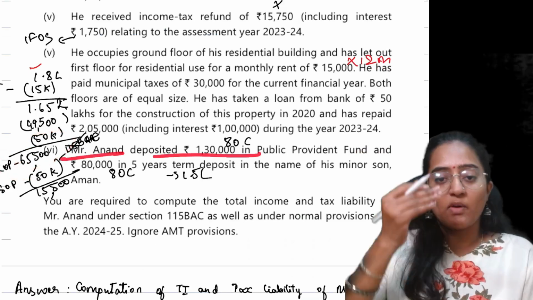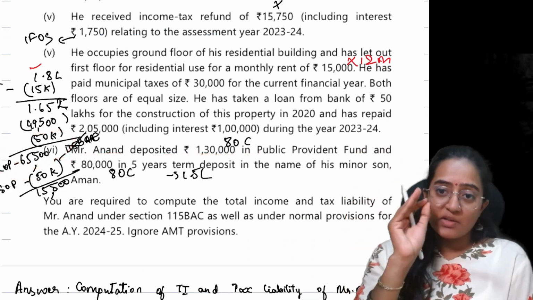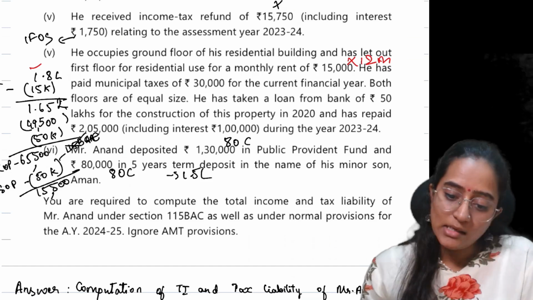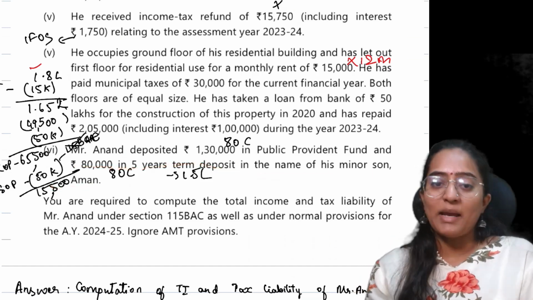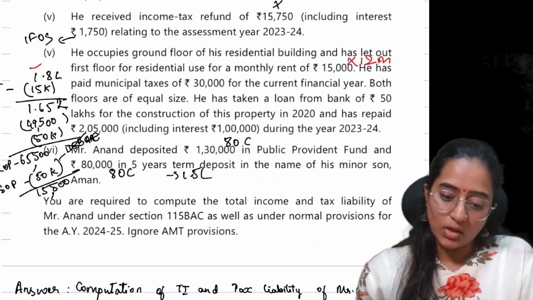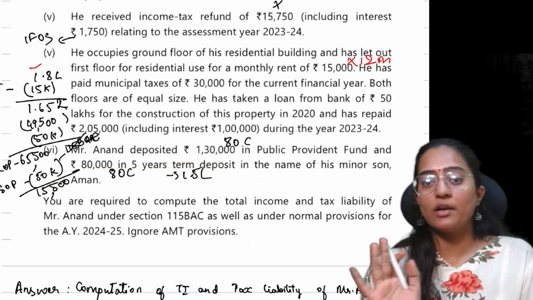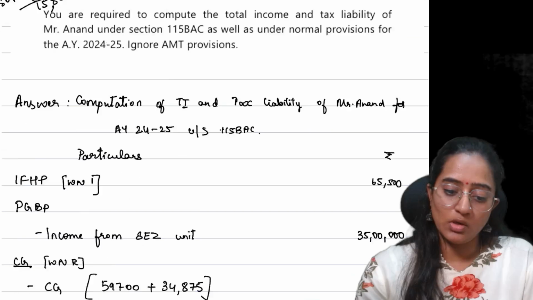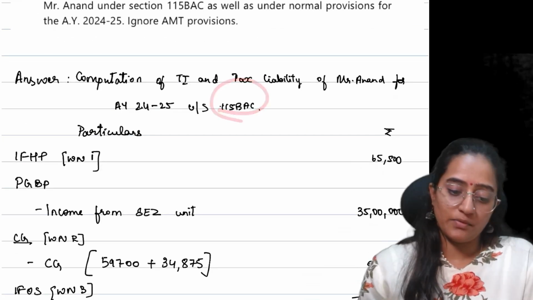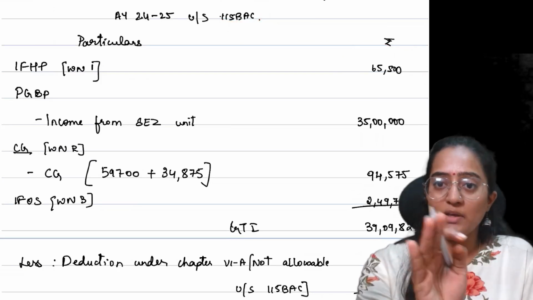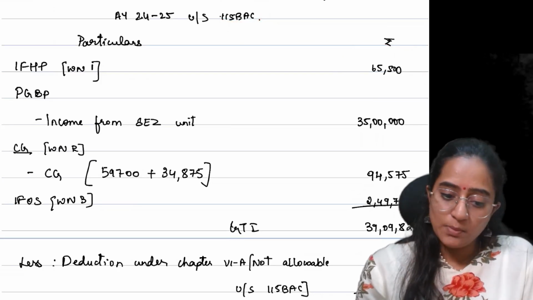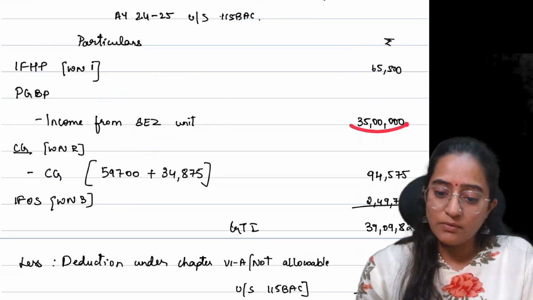Mr. Anand deposited 1,30,000 in the PPF, which is allowed as deduction under Section 80C, and 80,000 in a 5-year term deposit in his minor son Aman's name. You're required to compute as usual under 115BAC, and so on, under the normal provisions also. First, considering 115BAC as usual under working note 1, which we saw just a few minutes back: 65,500 you have taken. PGBP under SEZ income is 35 lakh.